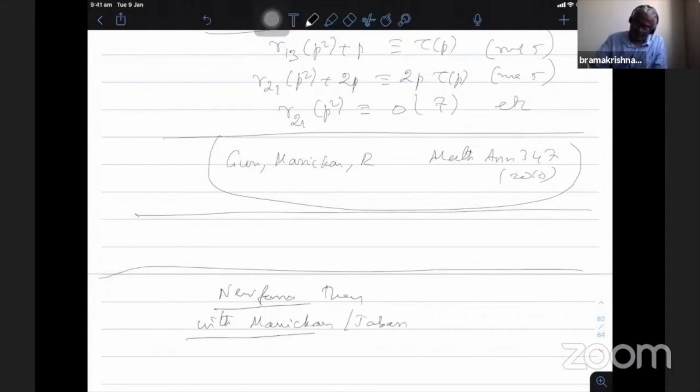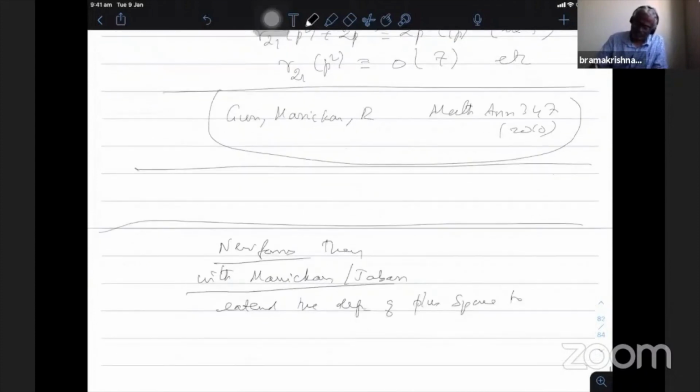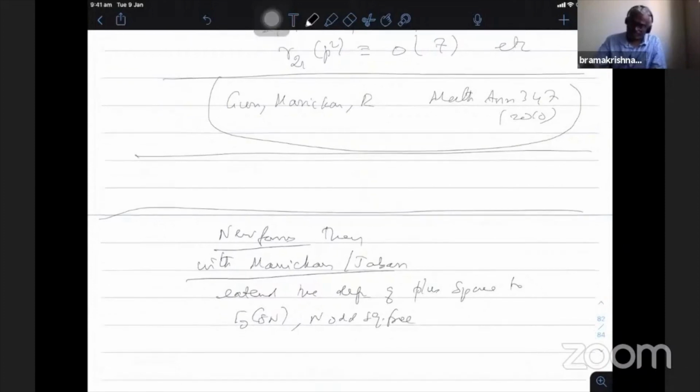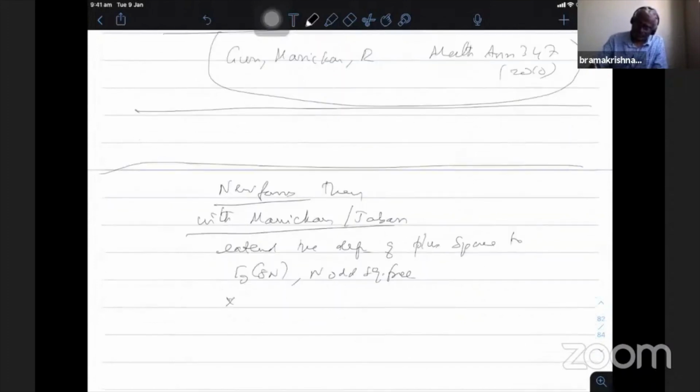What we did is extend the definition of the plus space to Gamma_0(8n), n odd and square-free, and then we studied the theory of newforms in this case in the plus space also. So one has to see this part: the newforms of level 8n is nothing but S_{k+1/2}^+ ⊕ mu 8.